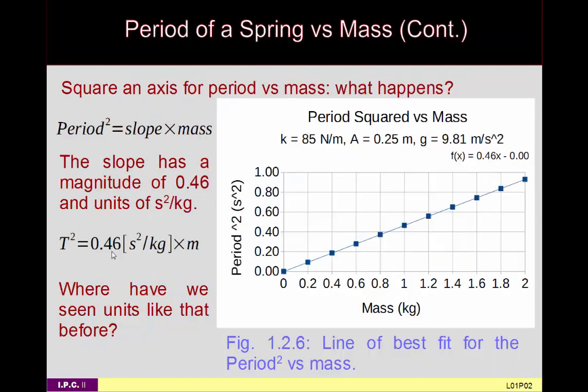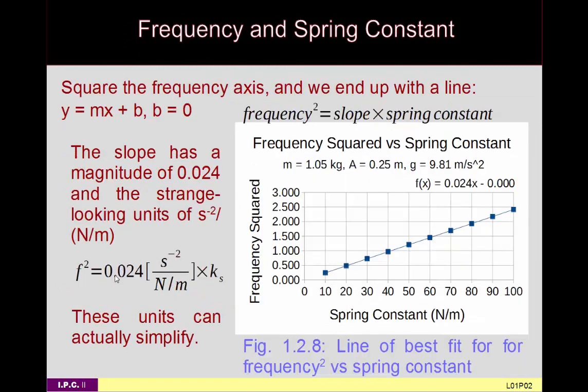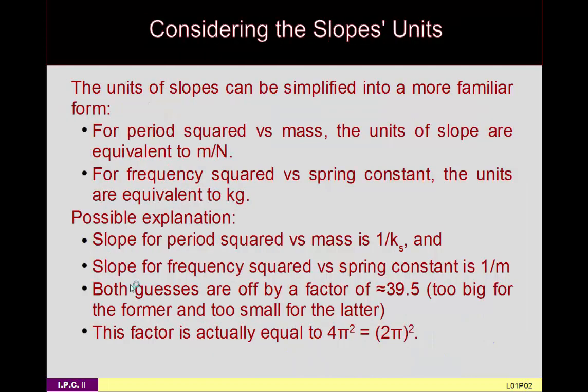And it turns out that if you look back at the numerical answers we calculated for these two slopes, 0.46 seconds squared per kilogram is off from the spring constant. You know, the spring constant was 85 newtons per meter. If you divide 1 by 85, you don't get 0.46. In fact, you're a factor of about 40 too large. And then similarly, if you divide 1 by 1.05 kilograms, you don't get 0.024 inverse kilograms. You actually are again off by about a factor of 40.